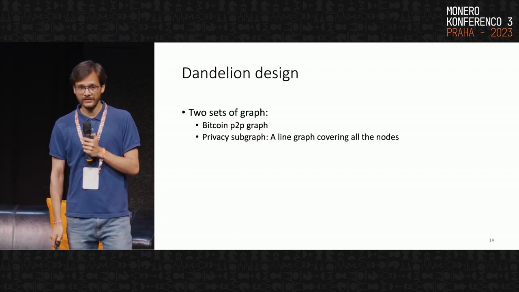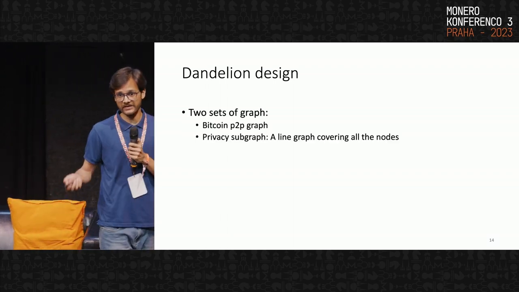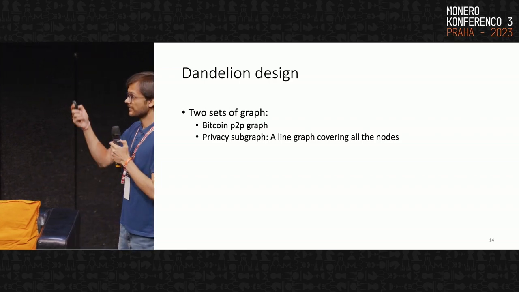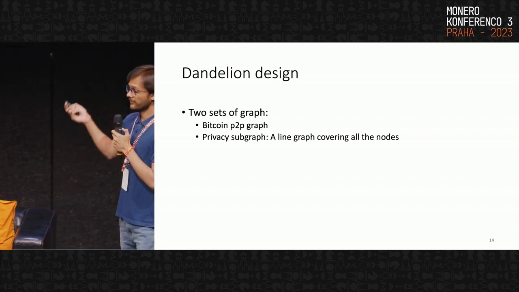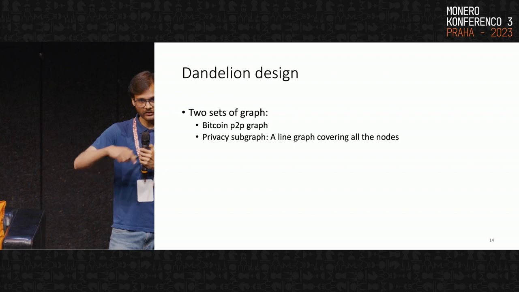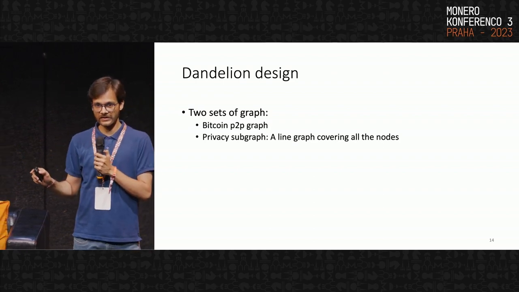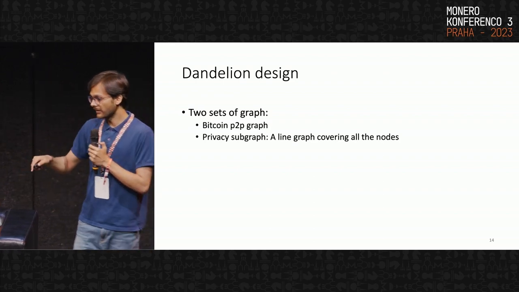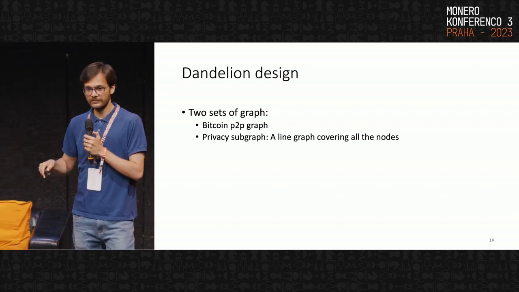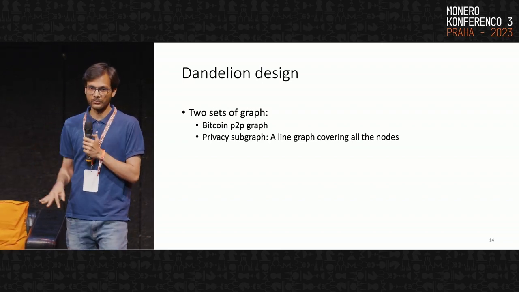We'll start with Dandelion. How does it work? It essentially works by having 2 sets of graphs. What is the first graph? First is the existing Bitcoin peer-to-peer graph, which is there in the network. And secondly, it creates its own privacy subgraph, which is a subgraph of the actual Bitcoin graph.